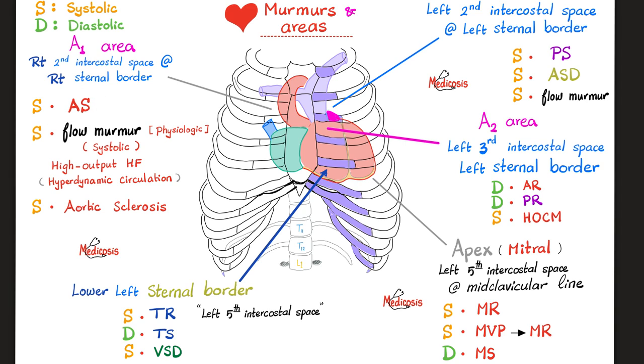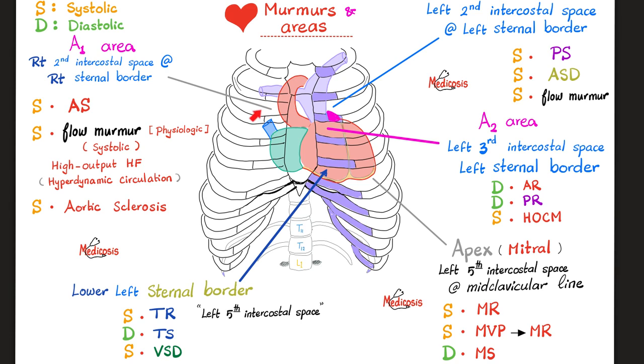We hear the murmur of aortic stenosis in the aortic area or the first aortic area, which is the second right intercostal space, very close to the sternal border. And this is where you hear the murmur of aortic stenosis. Crescendo, decrescendo murmur during systole, not diastole, sometimes preceded by an ejection click.